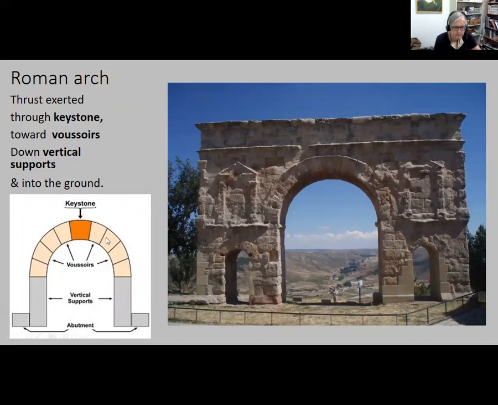Here's an example. Each one of these little blocks, voussoirs, in the Roman arch would be molded, like poured into a mold. And then there's a keystone at the top, and the pressure runs down through these vertical supports and into the ground.